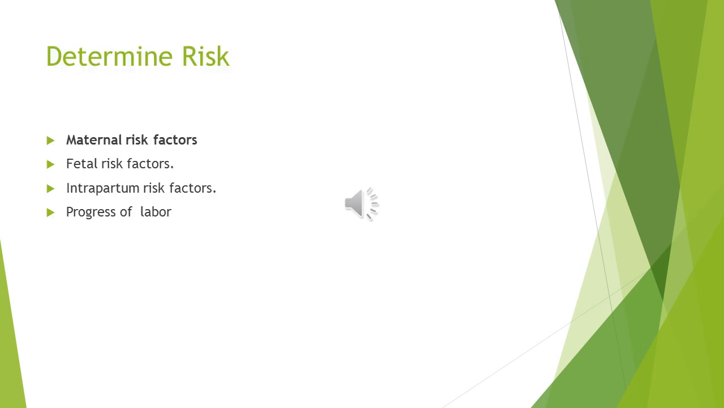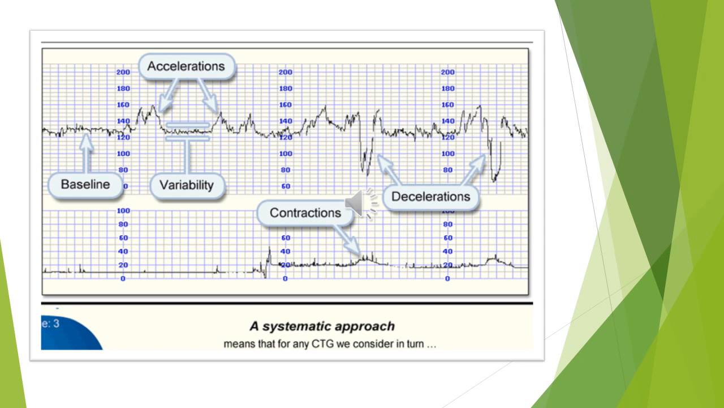First, determine risk, which is the maternal risk factors, fetal risk factors, intrapartum risk factors, and the progress of labor, as we discussed before. As you can see here, I've got you a snapshot of a piece of CTG, which will show what we mean by baseline rate.